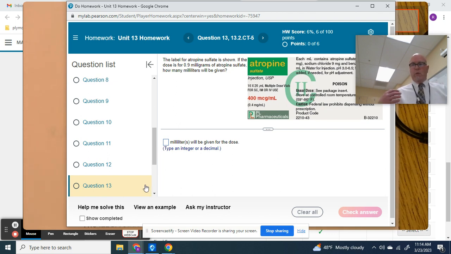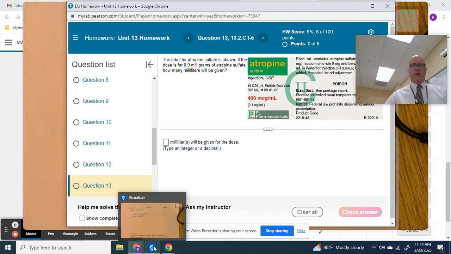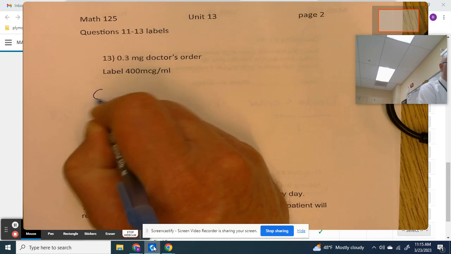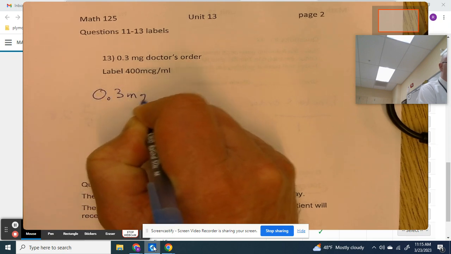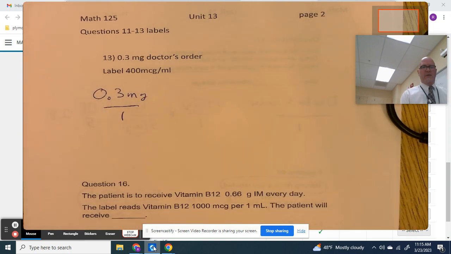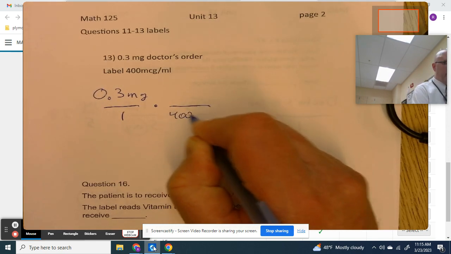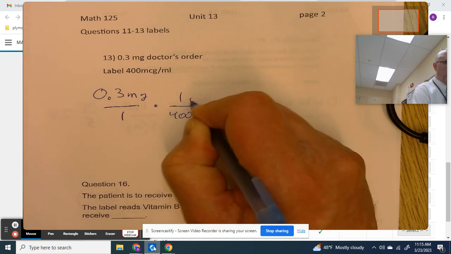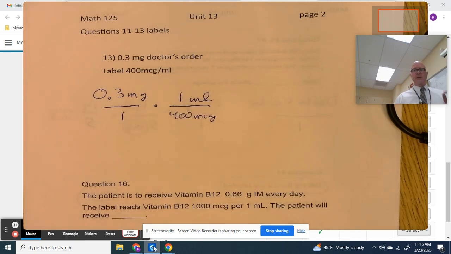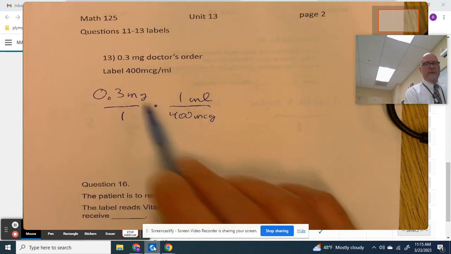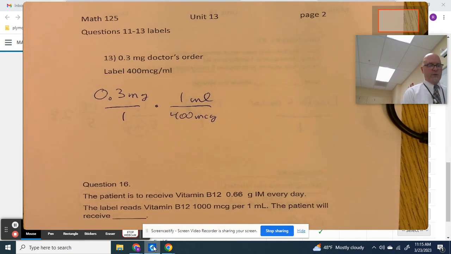So as it goes in the classes here, if I see something different than what you're used to seeing, I want to make sure you understand it. So let's talk about what's the same. Let's talk about what's different. The doctor's order is always going to be over 1. Nothing different about that. The label says that we have 400 micrograms for every 1 ml. Nothing different about that, except for the fact that this is not the same units. These are milligrams and those are micrograms.